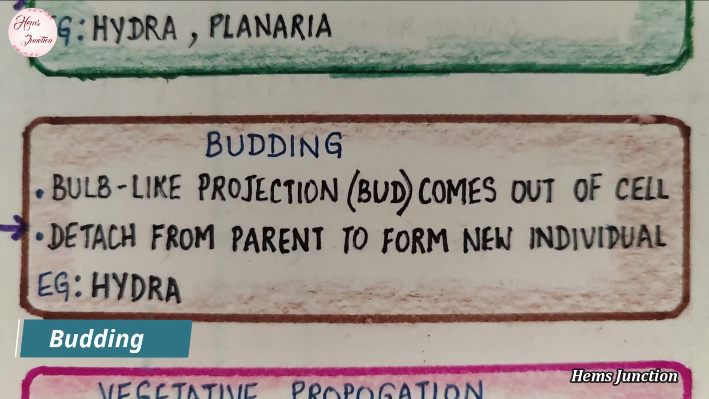Budding. Here, a daughter organism is formed from a small projection known as a bud. It develops as an outgrowth due to repeated cell divisions at a specific site. When fully grown, it detaches to grow into a new independent individual.